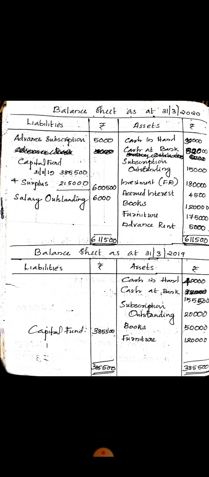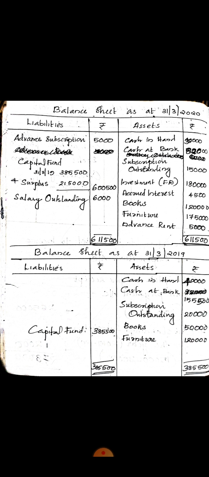Then balance sheet. Balance sheet as at 31st March 2019. Asset side: cash in hand 40,000, cash at bank 1,55,500. Subscription outstanding 20,000. Books 50,000. Furniture 1,20,000. Balancing figure 3,85,500 is the capital fund.